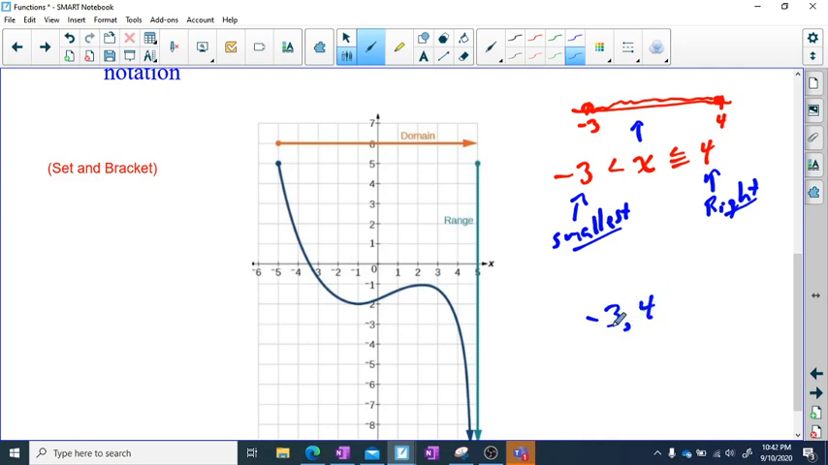And then there's two types of brackets that we use. So in bracket notation, we use round brackets or square brackets. A round bracket means you go right up to, but you don't include the number. A square bracket means you go right up to and you include the number. So for example, this one, I don't want -3 to be part of the set, so I'm going to put a round bracket around that end of it. But when I go over to the number 4, I want to include that number because there's an equal sign there. Then I put a square bracket on it. So this is another way to express this.